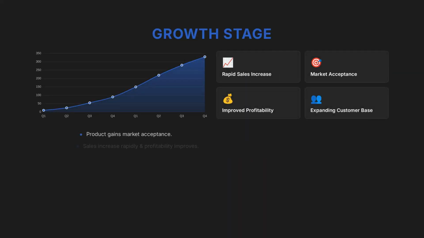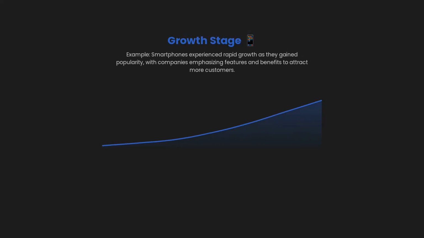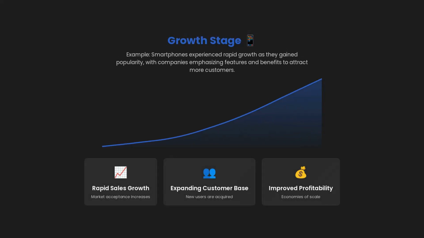Next is the growth stage. Here, the product gains market acceptance, sales increase rapidly, and profitability improves. Marketing focuses on differentiating the product and expanding the customer base. Example: smartphones experienced rapid growth as they gained popularity, with companies emphasizing features and benefits to attract more customers.